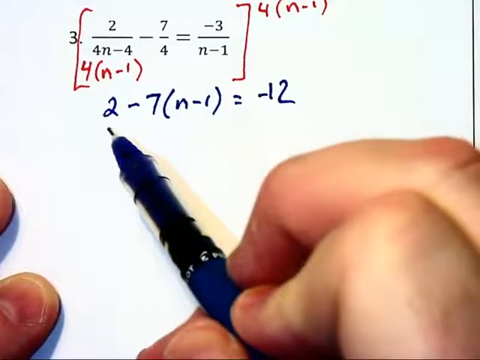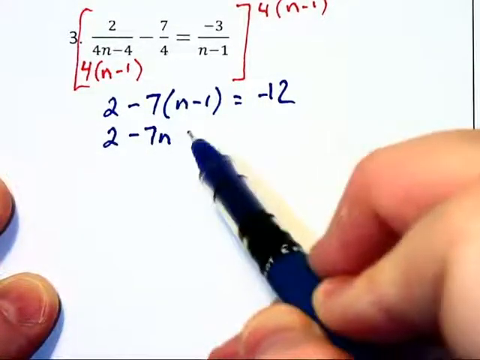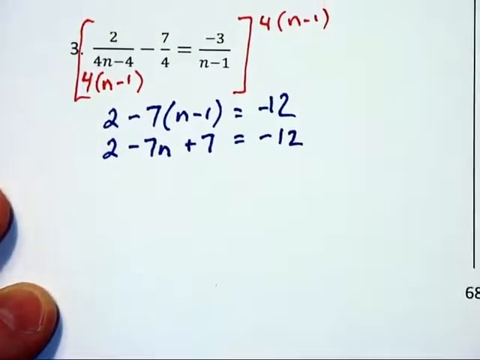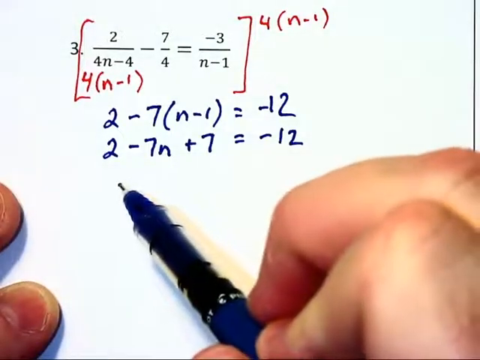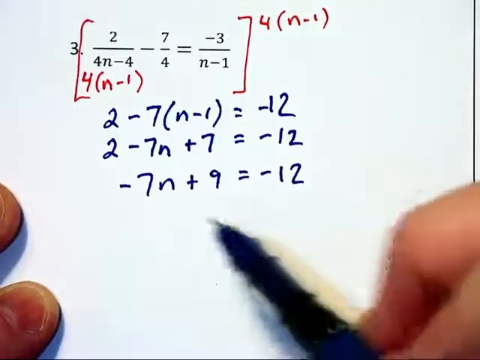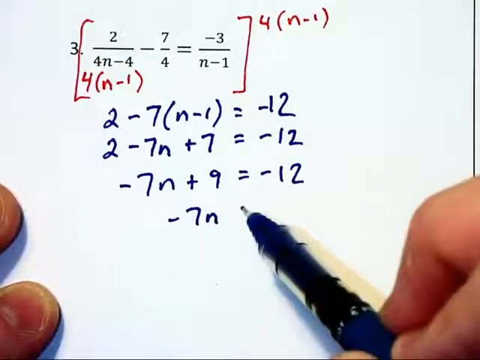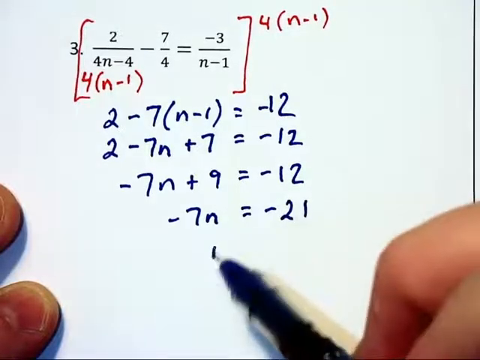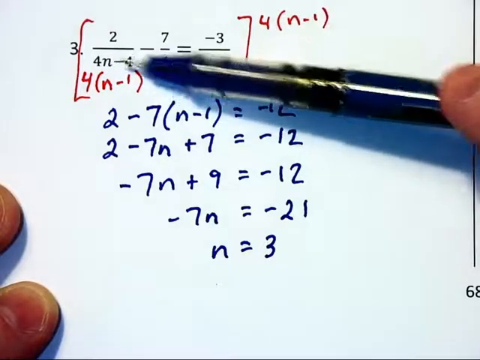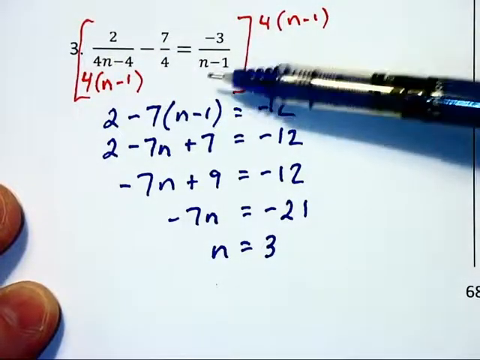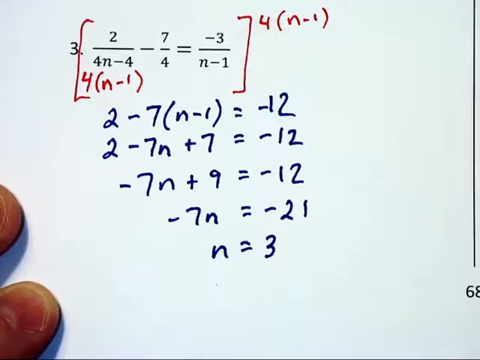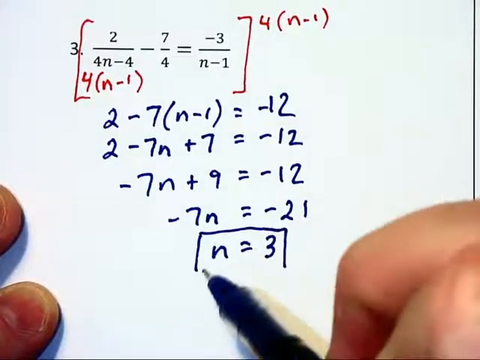On the left, we distribute. We get 2 minus 7n plus 7 is equal to negative 12. We can then combine like terms on the left, and that gives us negative 7n plus 9 is equal to negative 12. Subtracting 9 on each side, we have negative 7n equals negative 21, and therefore n is equal to 3. A quick check shows us that this is not a bad value or an extraneous value. 1 would have been an extraneous value to cross off because 1 minus 1 makes 0 in the denominator, but 3 is most likely going to be a valid solution.